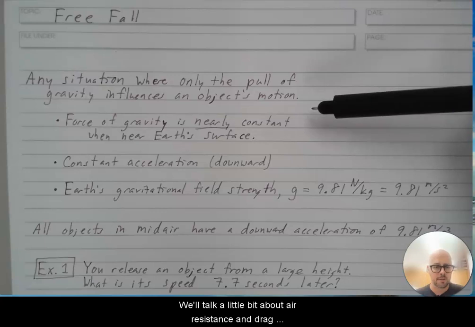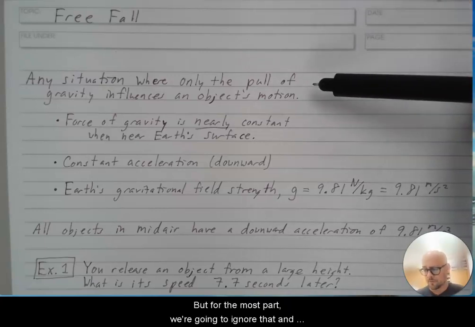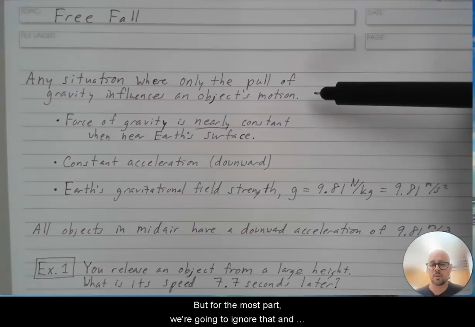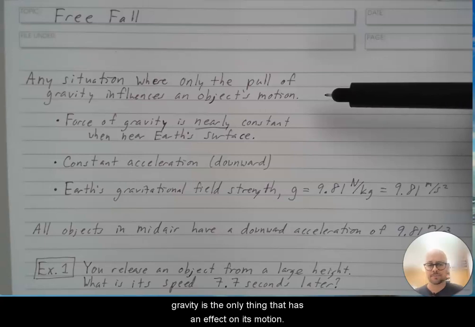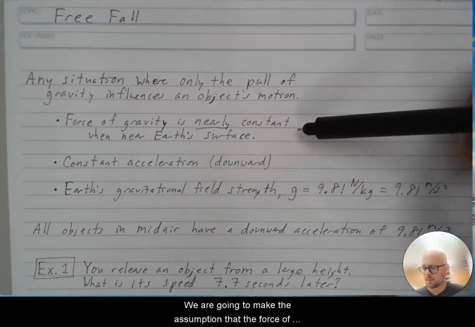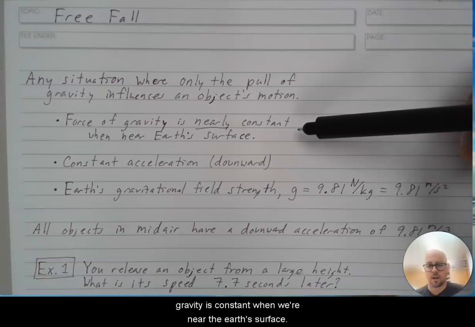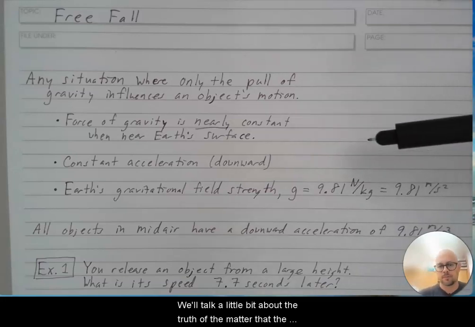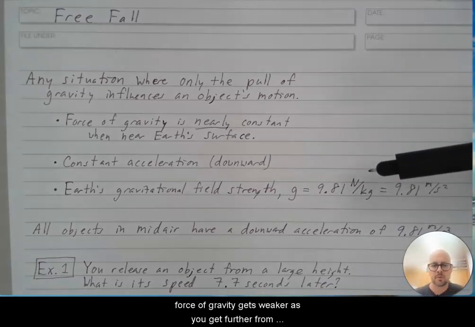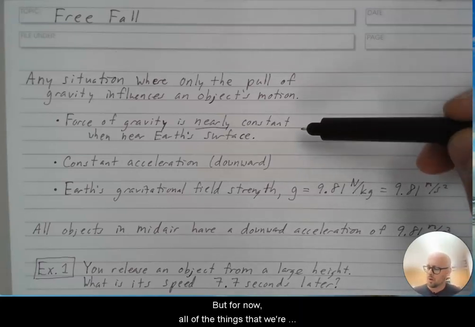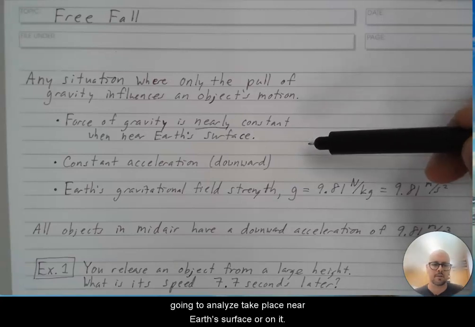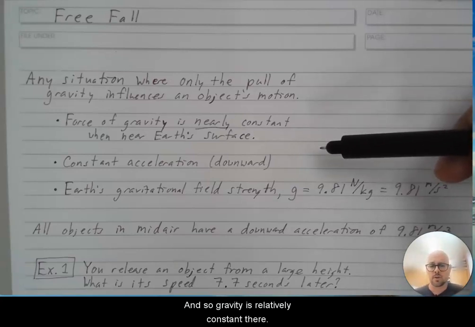We'll talk a little bit about air resistance and drag throughout the course, but for the most part we're going to ignore that and assume that when something is in the air, gravity is the only thing that has an effect on its motion. We are going to make the assumption that the force of gravity is constant when we're near the Earth's surface. We'll talk a little bit about the truth of the matter, that the force of gravity gets weaker as you get further from Earth's surface, in another unit. But for now, all of the things that we're going to analyze take place near Earth's surface or on it, and so gravity is relatively constant there.